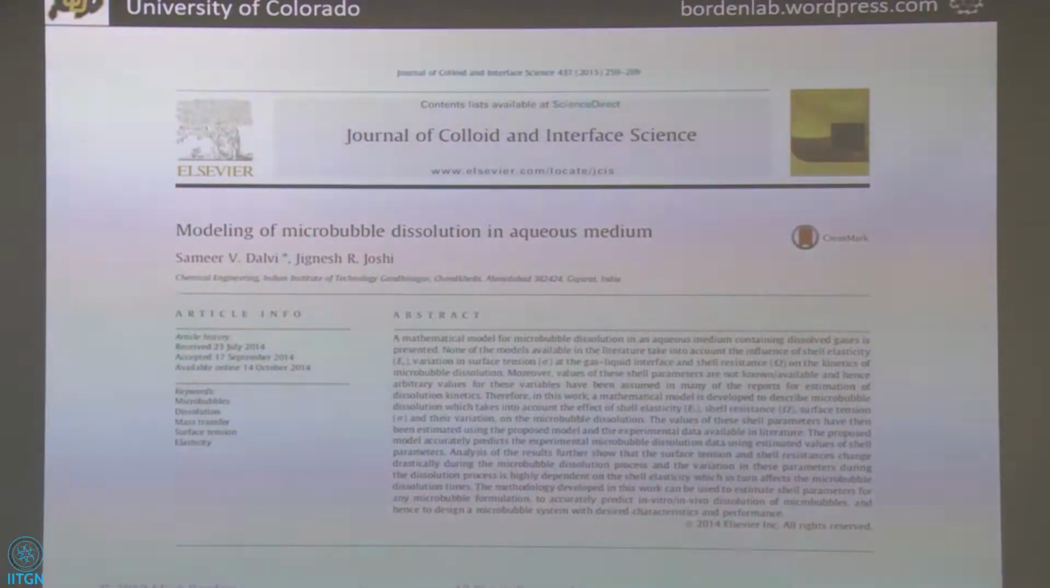Also, your very own Samir has done a very nice paper. I would say this is probably the most comprehensive study of bubble dissolution at this point, taking into account all the different effects of gas permeation resistance as well as elasticity of the lipid shell. This is a good paper to read to get a sense of how each of these parameters comes into effect in total bubble stability.